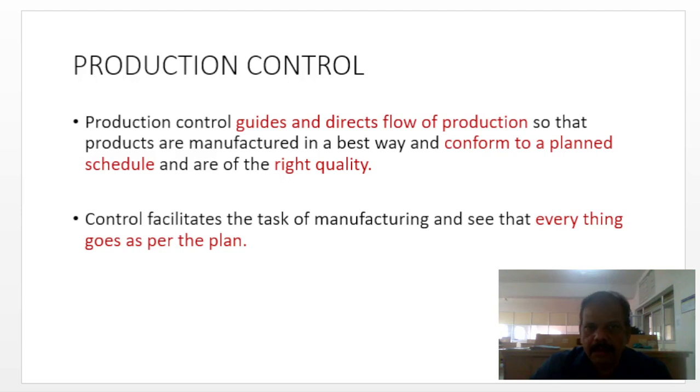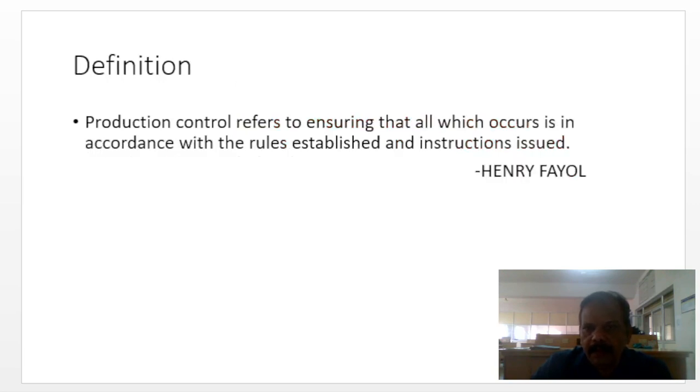Production control guides and directs the flow of production so that the products are manufactured in the best way and conform to the planned schedule, of the right quality and in the right quantity. Control facilitates the task of manufacturing and sees that everything goes as per the plan. Henri Fayol has given a definition of production control: it refers to ensuring that everything occurs in accordance with the rules established and instructions issued.